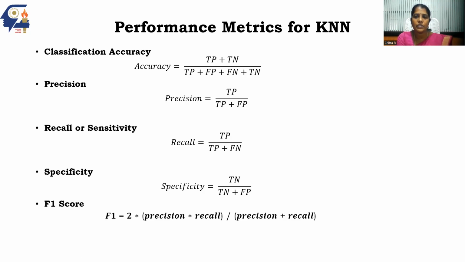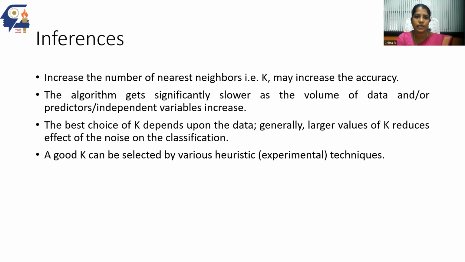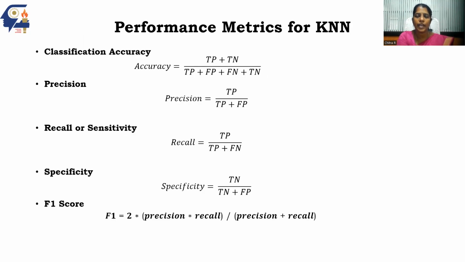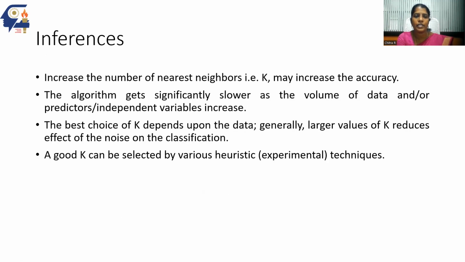F1 score lies between 0 and 1. If the F1 score is 1, that is the best classifier, and if it is 0, it is the worst classifier. The final one is the area under the curve. If the area under the curve is maximum, then that is a good classifier. It can be calculated by using the Python library functions.